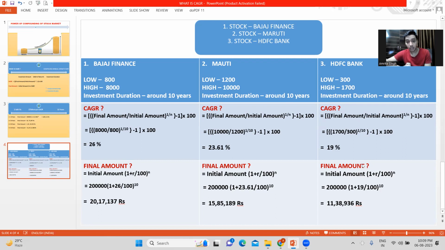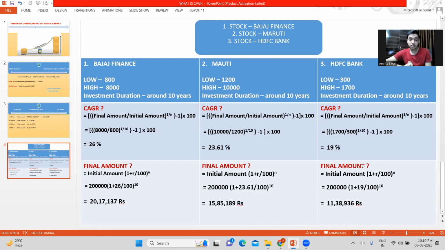We're going to consider the high as the final amount and the low as the initial amount, and consider 10 years as the investment duration in every stock. By this, you are able to find the CAGR of the stock. If you find that the CAGR is very good and comfortable for your investment, you can invest a certain amount of money in that stock for almost 10 years. The duration depends only on you: if you want to invest for 10 years or 20 years, if you are doing it for a long-term purpose, it is really good because it's going to give you much more return.